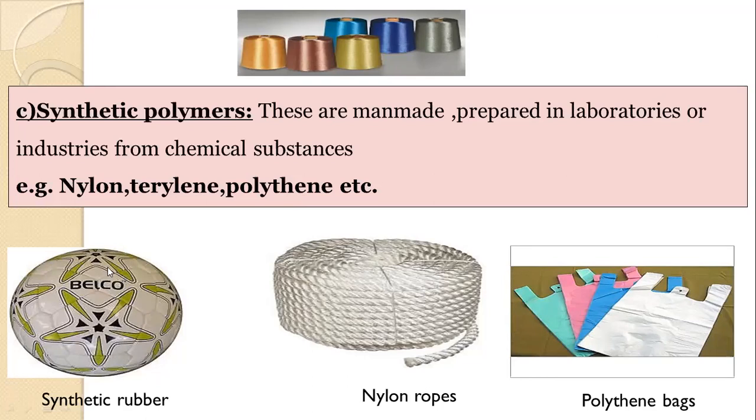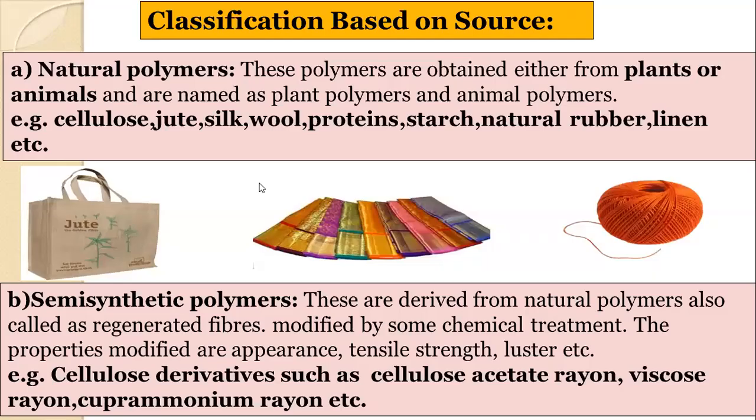This is a football, or this is a basketball. 100% it is prepared in the laboratory. And these are nylon ropes. These are prepared in the laboratory. Man-made polymers, polythene bags. These are also prepared in the laboratory. They do not appear from a natural source. So these are some examples of synthetic polymers. I think you understand the classification based on source.